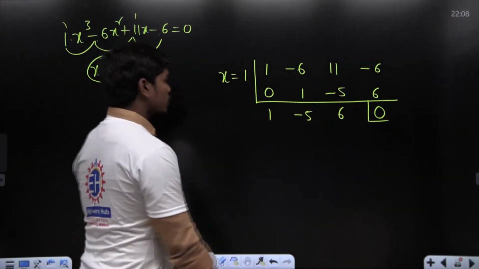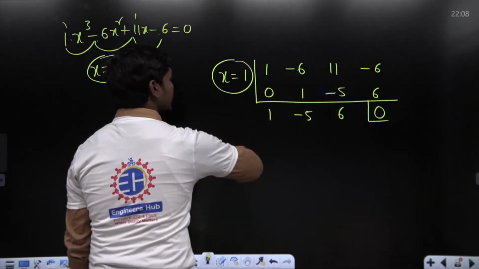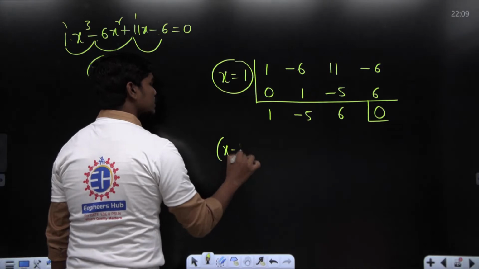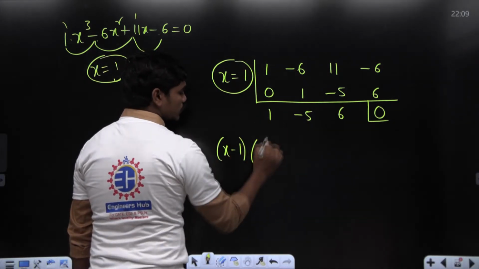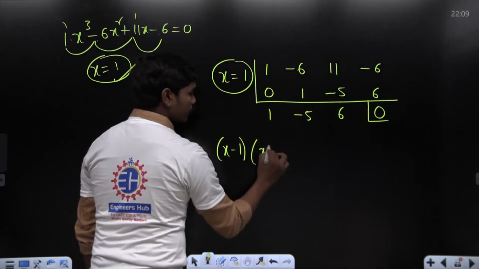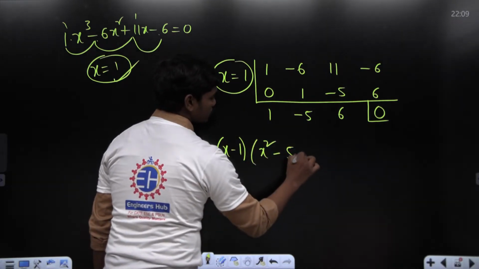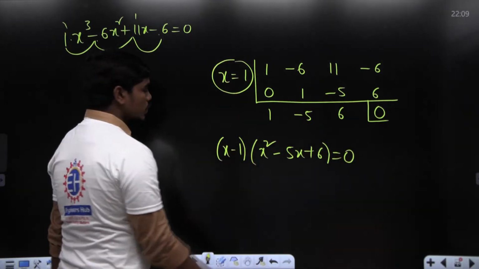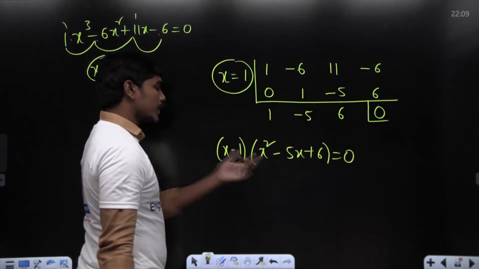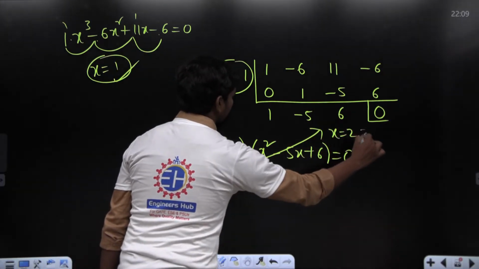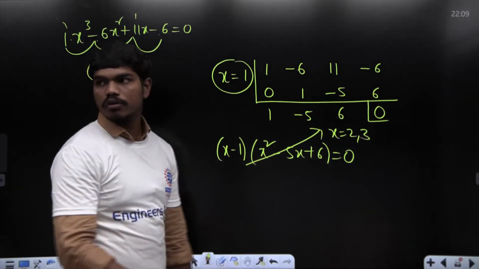Okay. So now since you have divided by x is equal to 1 using this particular method, this can be written as x minus 1 into, this is the coefficient of x square, because we have divided a cubic equation by x minus 1, x square minus 5x plus 6 is equal to 0. This is how you can factorize this. So if you know that x is equal to 1 is a root, you can do this, and now it's a quadratic equation which you can solve very easily. Okay. So you know how to solve a quadratic equation.